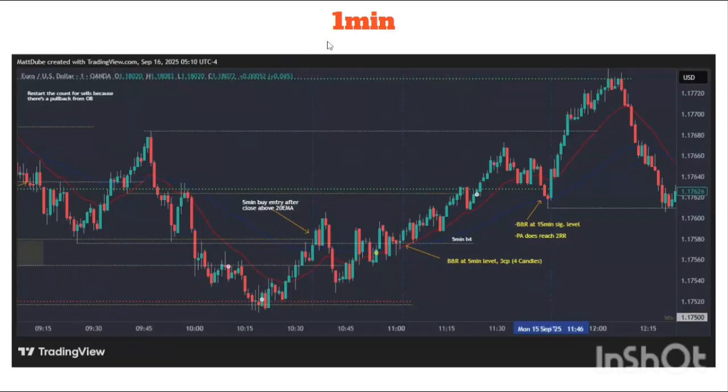And then we're going to drop down to the 1 minute time frame. These are the buys that we had, the first buys on the 5 minute time frame. Now we see one, two, three, four candles. This is a three candle pattern.